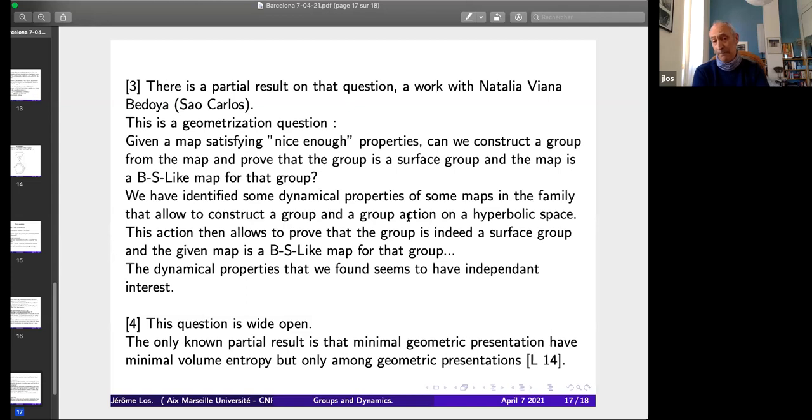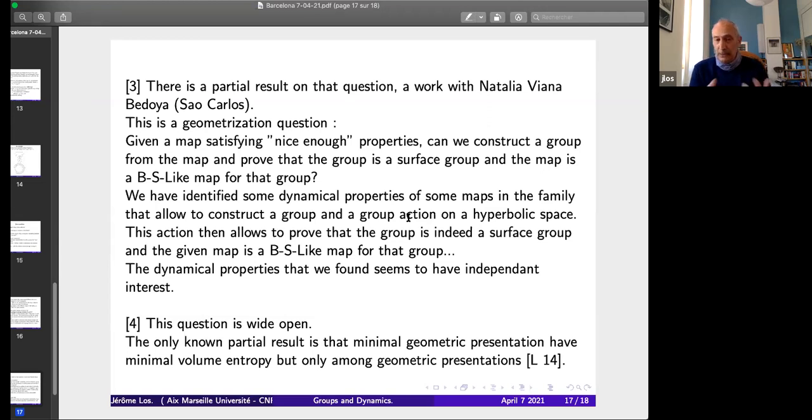You give yourself a map, which is a piecewise homeomorphism on a circle, with nice enough properties, and that's the problem: find some nice enough property in order to get the result. And the result would be, from that map, can you construct a group and prove that the group is in fact a surface group, and that the map you started with is a Bowen-Series-like map for that group.